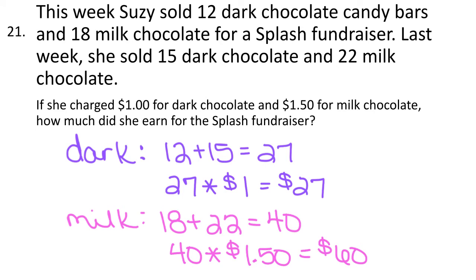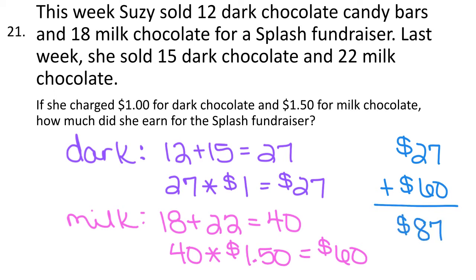The question wants to know how much she earned. So the $27 for the dark chocolate plus the $60 for the milk chocolate gives her a total of $87 raised selling the candy bars.